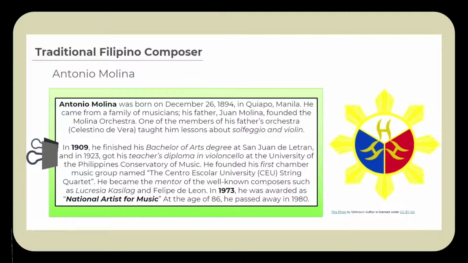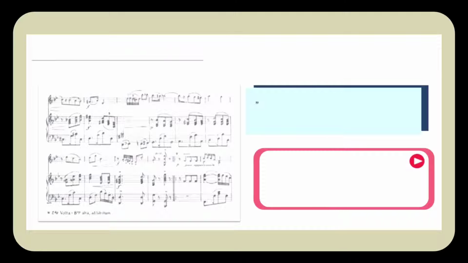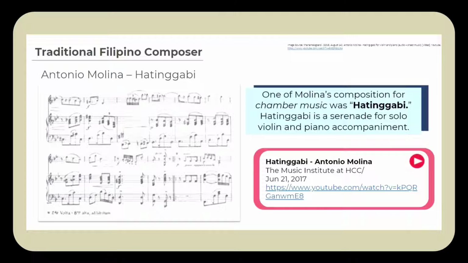One of Molina's compositions for chamber music was Hating Gabi. Hating Gabi is a serenade for solo violin and piano accompaniment. Listen to one of the compositions of Antonio Molina on the link provided. While listening to music, write your thoughts about the music you hear and share your thoughts with a partner.